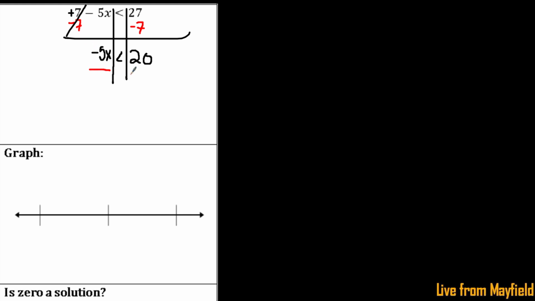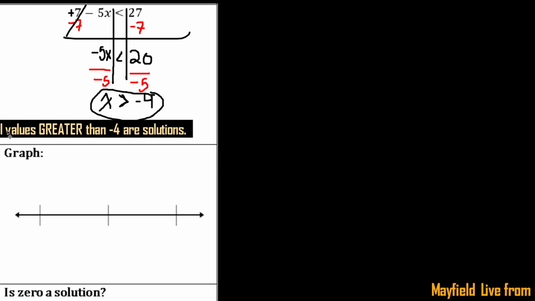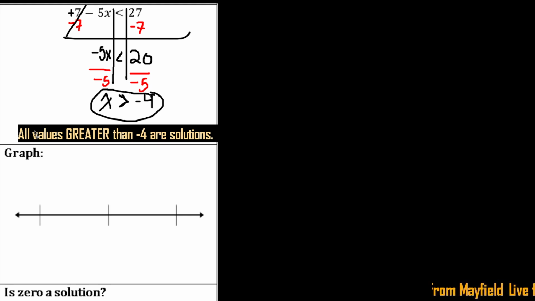So we're going to divide both sides by negative 5. And because we do just that, you must change that inequality symbol. So again, I'm going to change that direction. And I can say x is greater than negative 4. So what is this saying? It's saying all values greater than negative 4 are possible solutions. So you could have a negative 3 since it is higher than negative 4. Again, that would be a possible answer.